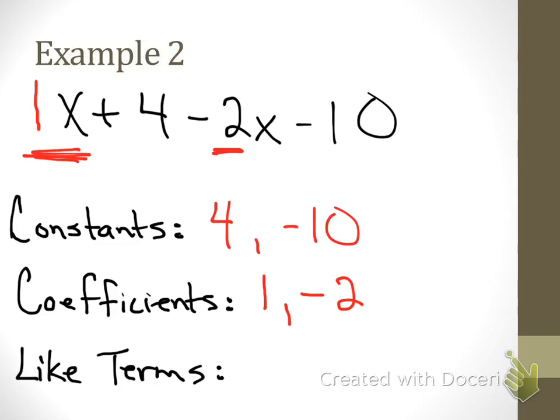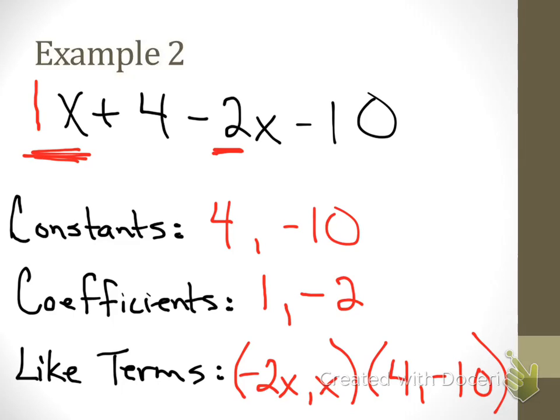Now I need to identify my like terms. What's one set of like terms that you see here that you could combine if you were simplifying it? Justin? 2x and 1x. Okay, close, but is 2x positive or negative? Negative. So it would be negative 2x and x, or if you said 1x, that would be fine. What's another set of like terms that you see? Zach? 4 and negative 10. So if you were simplifying this, those would be the terms that you would be able to combine.